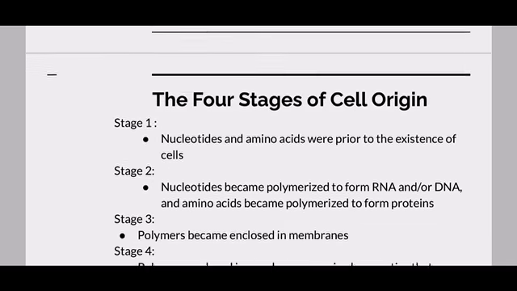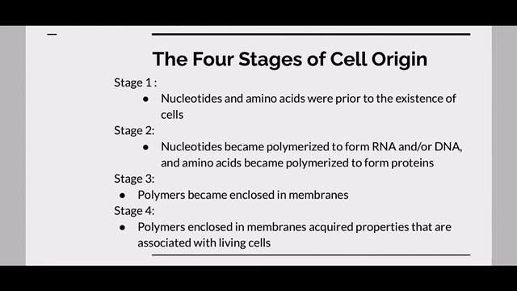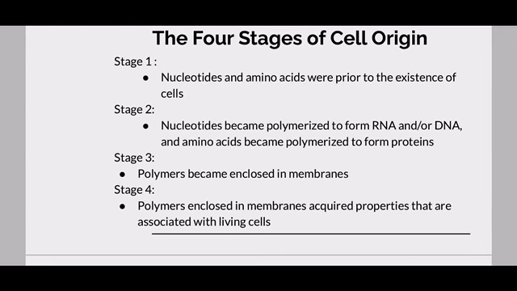Okay? So, the 4 stages of cell origin. Stage 1, nucleotides and amino acids were present prior to the existence of cells. Stage 2, nucleotides became polymerized to form RNA and DNA and amino acids became polymerized to form proteins. Polymers became enclosed in membranes. Polymers enclosed in membranes acquire proteins that are associated with living cells.